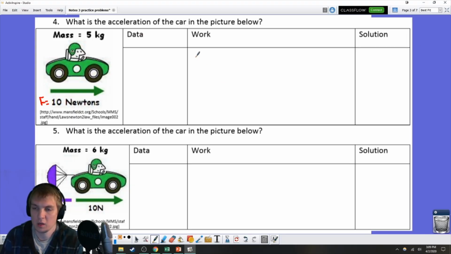Well, like we mentioned in the notes, there is a very important equation that we'll need. And that equation is force is equal to the mass of an object times its acceleration.